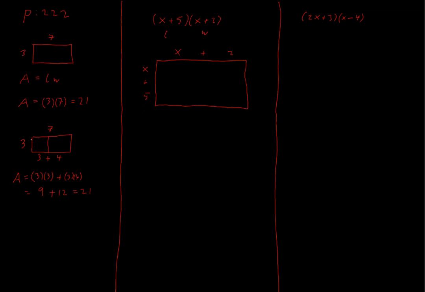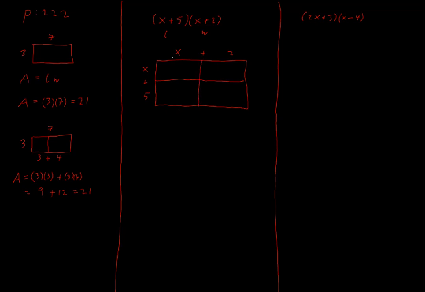Now what we're going to do is break up our box into smaller pieces. If we got the area of this big box, it would be the same as multiplying these two things together, multiplying the length by the width. Now what we're going to do is break up our box into 4 pieces.